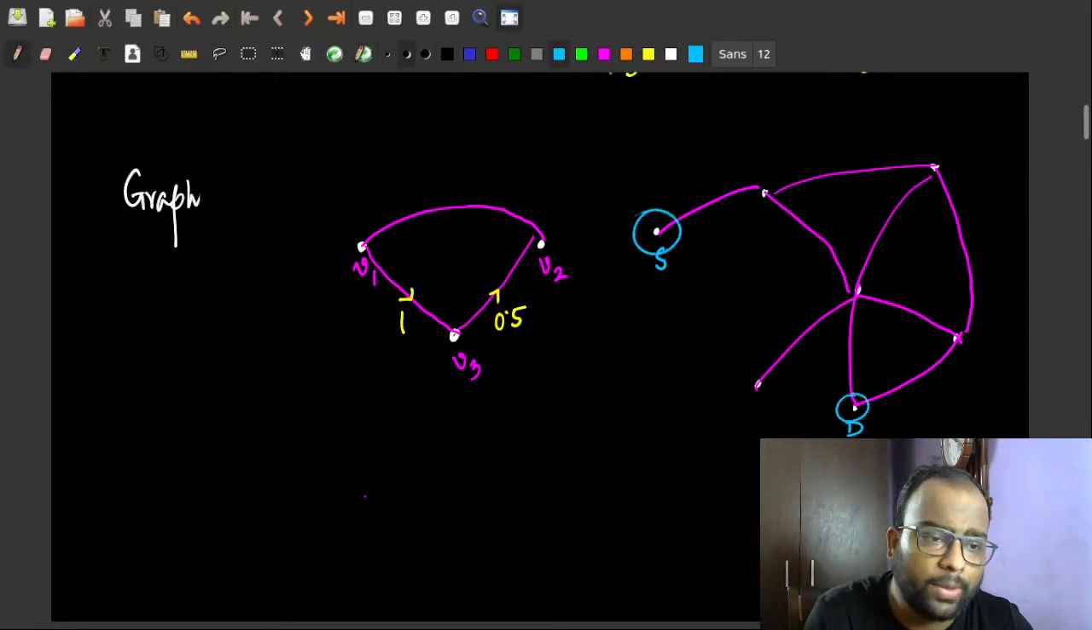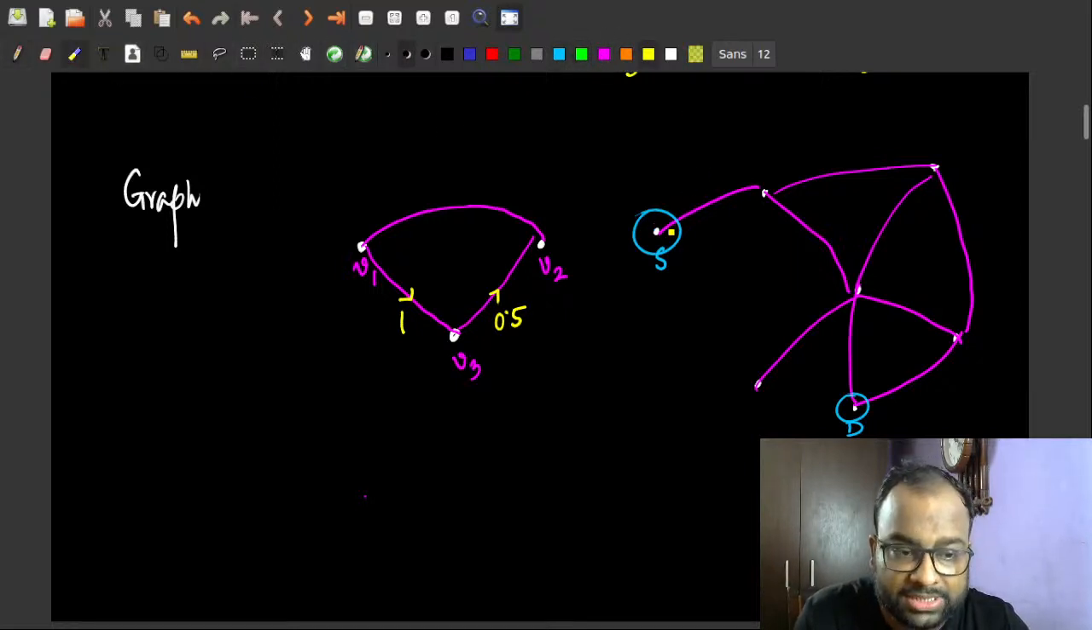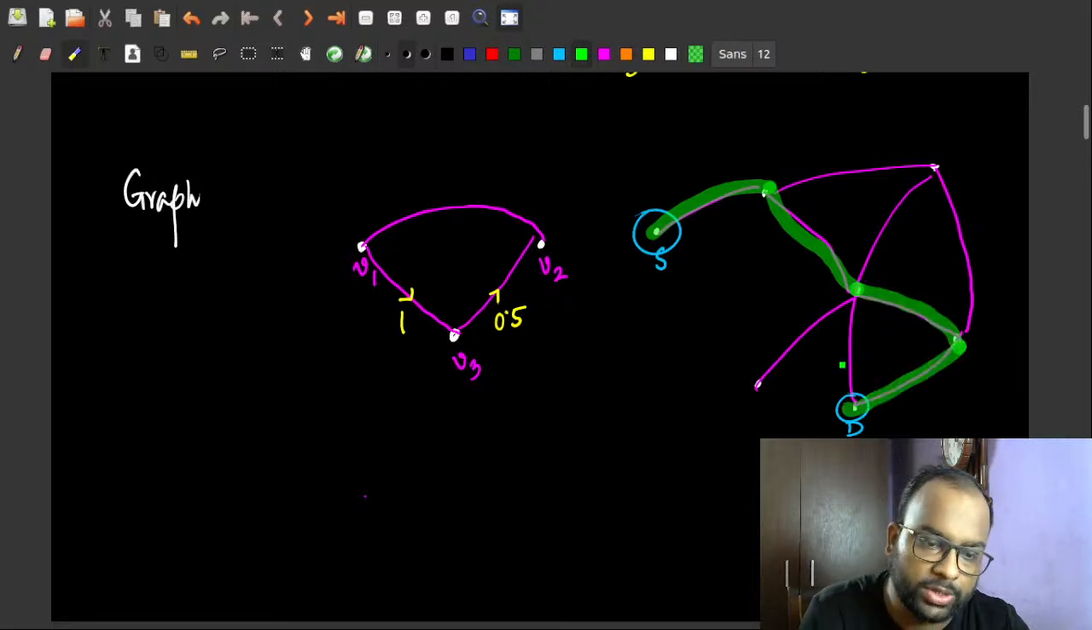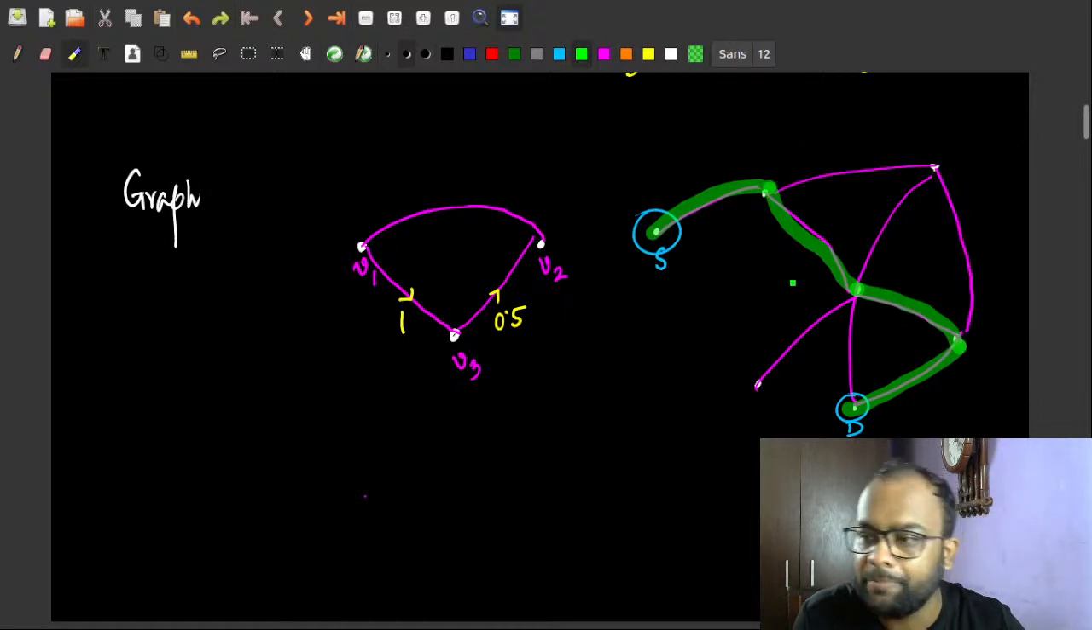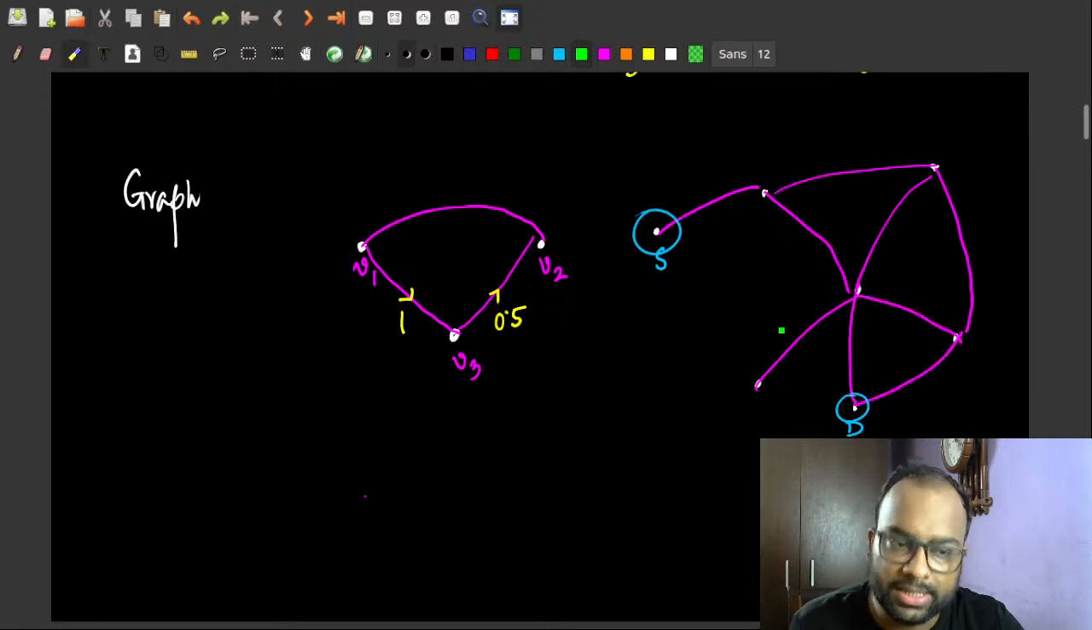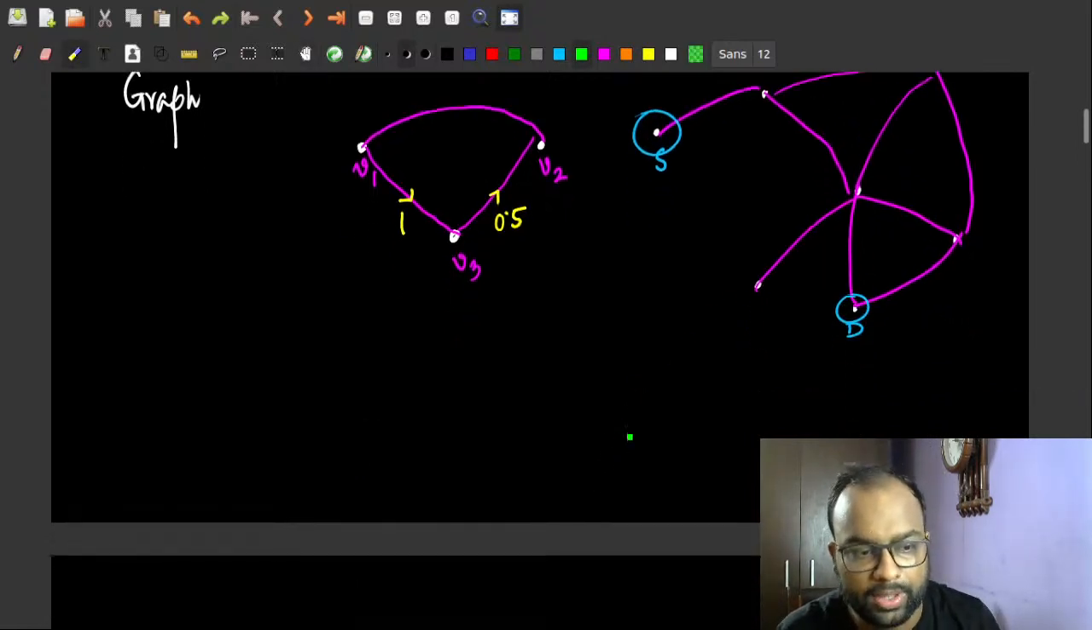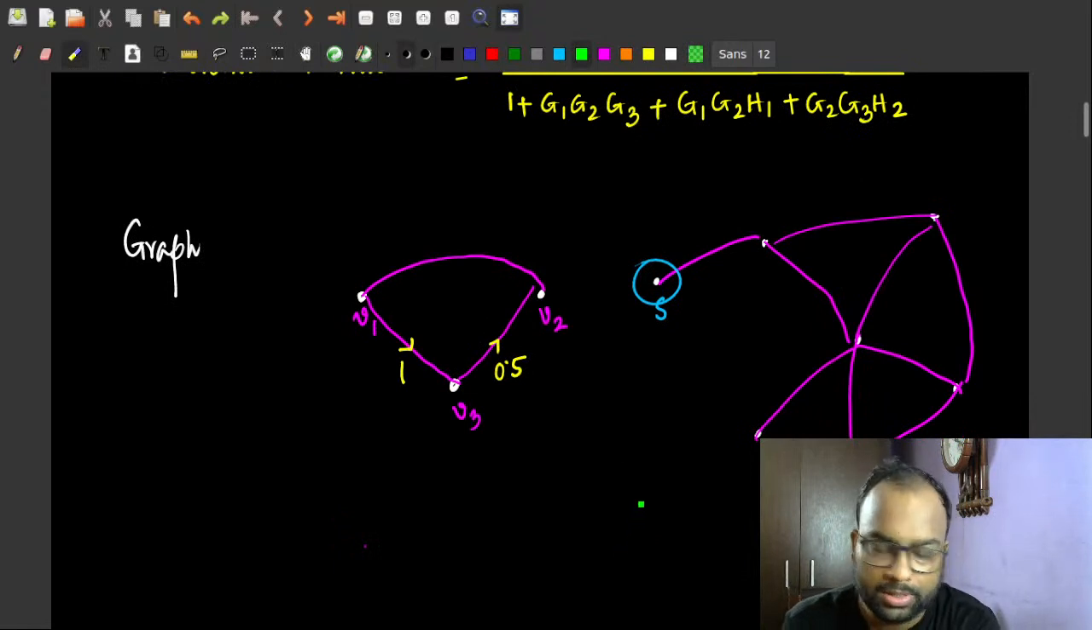Along the way, some algorithms will try to figure out the fastest route from the source to the destination. Maybe this is the fastest route. You could have connected through all these other possible connections, but your algorithm would choose the fastest possible one. These are again certain things about graph theory that we can talk about. Any confusion with this?